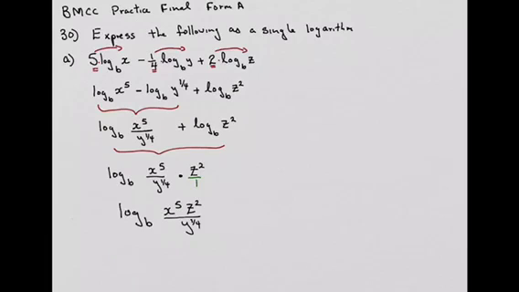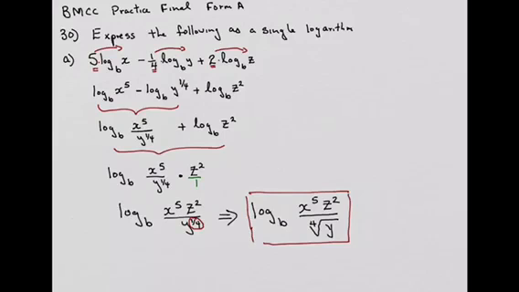But using our properties of exponents, we know that a fractional power is some form of a root. If the denominator is a 4, it's a fourth root. If the denominator is a 2, it's a square root. So this can even be simplified more. So we have log base b of x to the fifth z squared, all of that divided by the fourth root of y to the first power, which we don't have to write the first power. So this is the final answer for problem 30A.